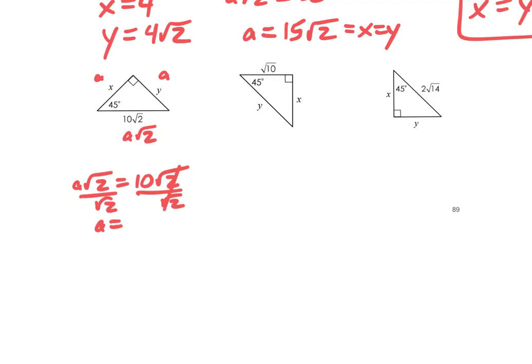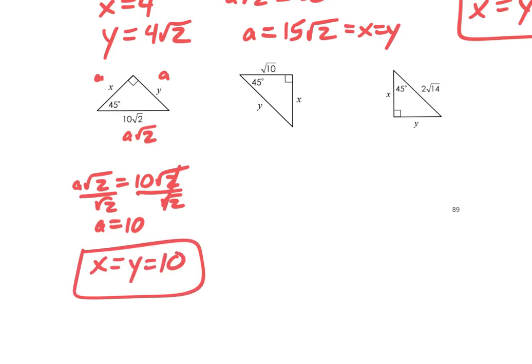And those radical 2's knock each other out. And so that leaves me a is 10. And if a is 10, that means x and y are both 10. They'll always be the same today.